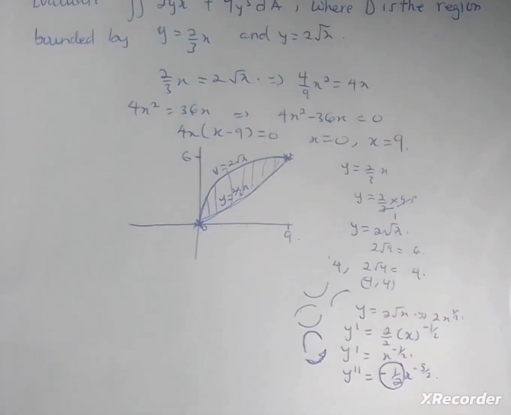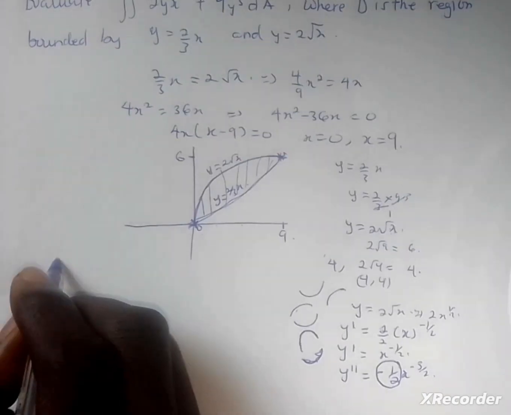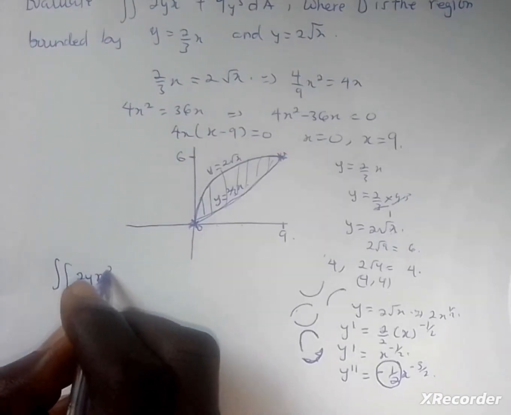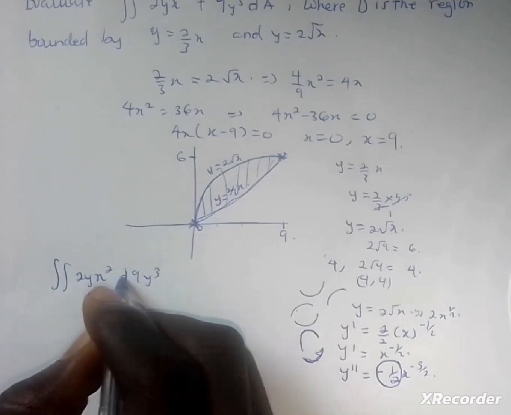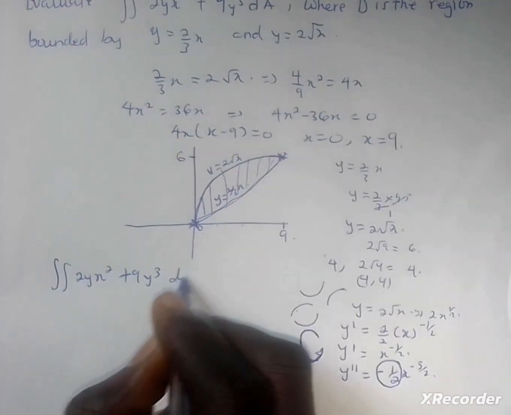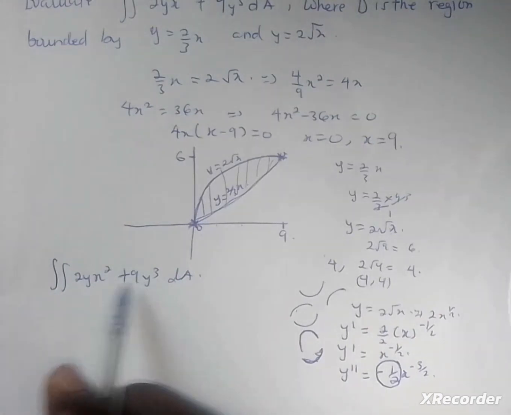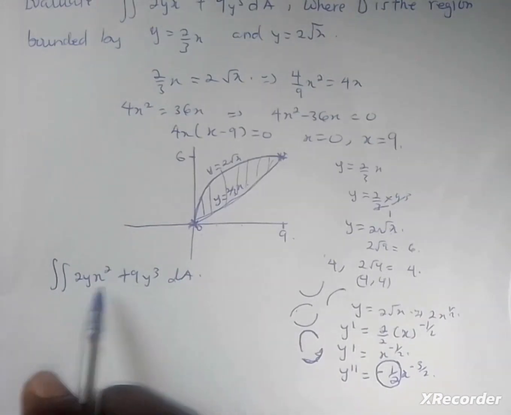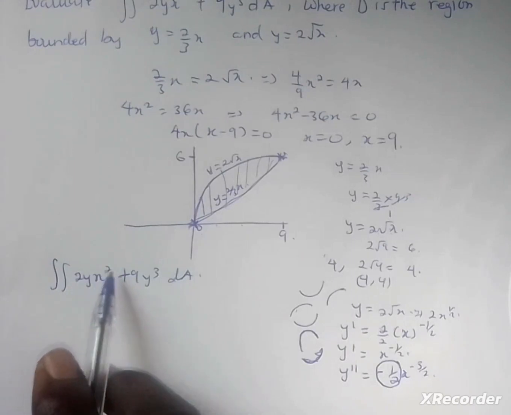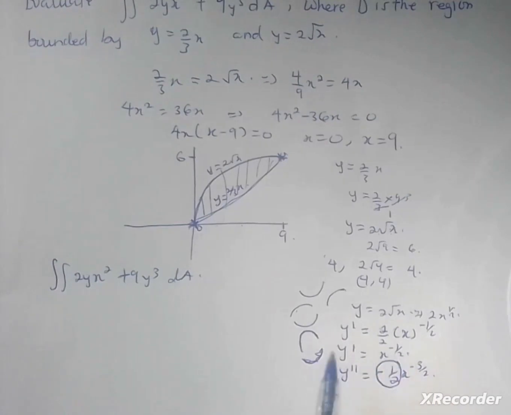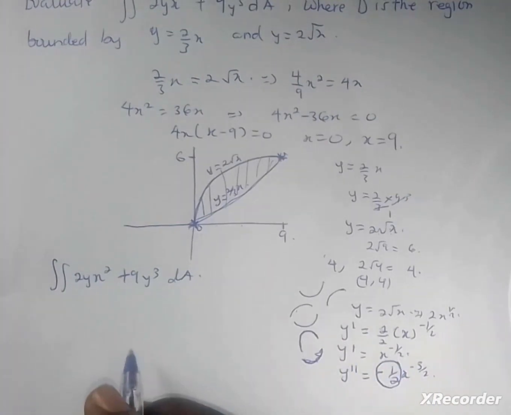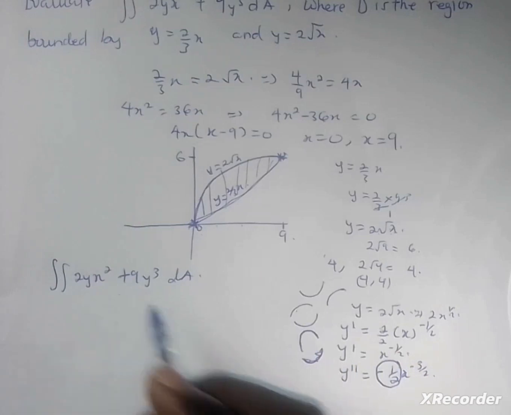Once I've gotten this, I'm good to go. I'll write the question back again. Integral of 2y squared plus 9y cubed dA. So right now, looking at this function, it will be easier for me to slice through y, to integrate y first. It will be easier to integrate y first because otherwise I'm going to get a term which will still introduce a square root sign. So meaning I have to slice through the y since I want to integrate y first.